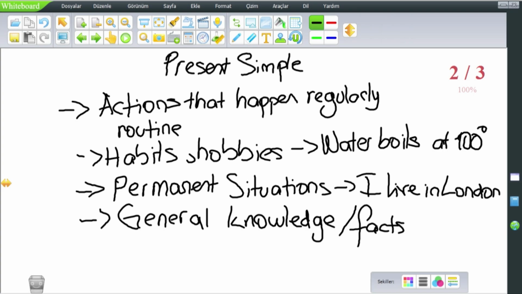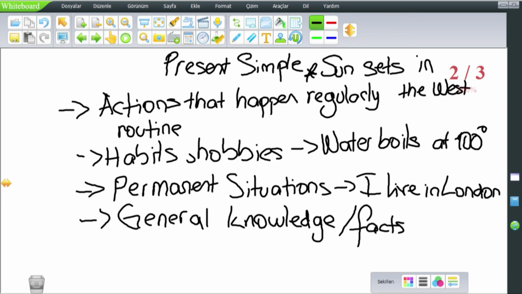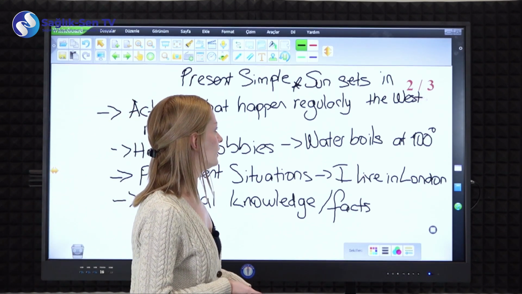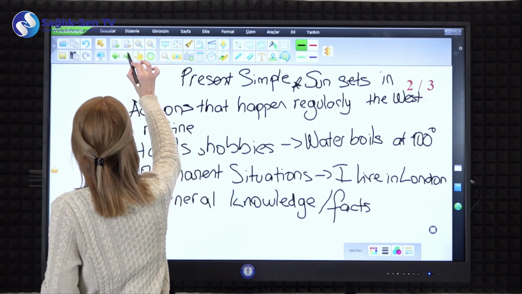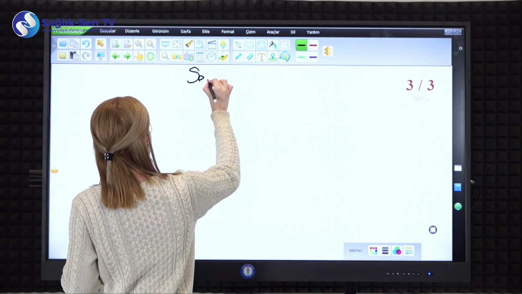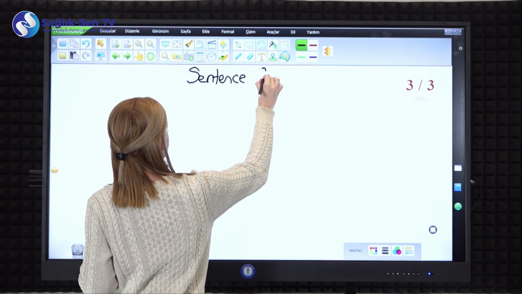One more example. Sun sets in the west. This is a scientific fact that is known by everyone, so we use it with present simple. And now we can talk about our sentence structure.